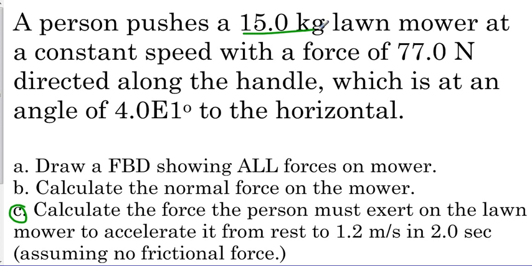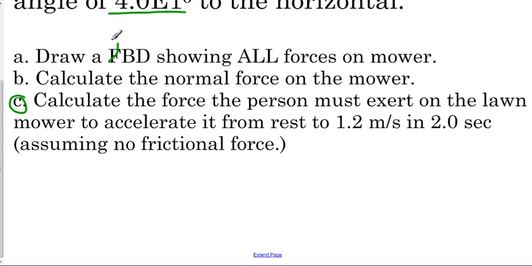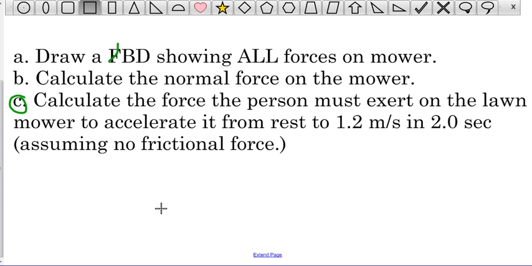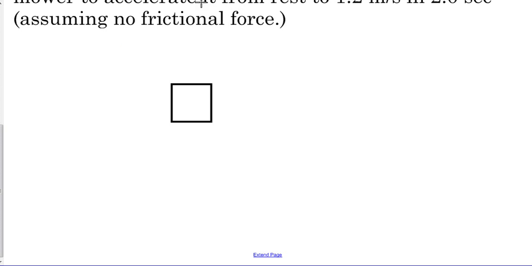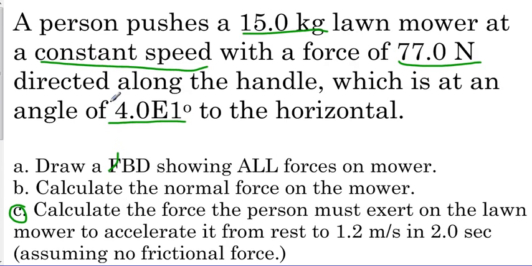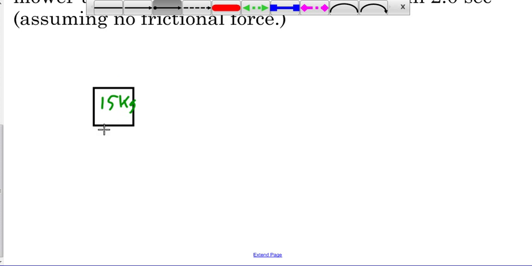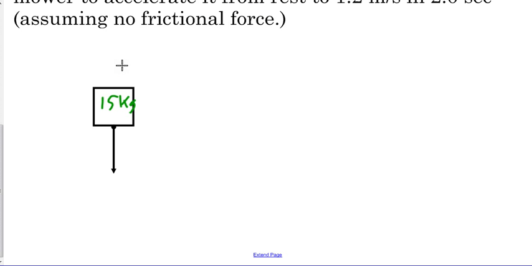So, when we read this, the lawnmower is 15 kilograms. We have a constant speed, a force of 77 newtons, directed along the handle, which is at an angle of 40 degrees to the horizontal. So, let's go and start drawing our free body diagram. So we start by drawing our square. We know that this is 15 kilograms. And so we know automatically that we have a weight going down, W equals mg, and that we are going to have a normal force going up.